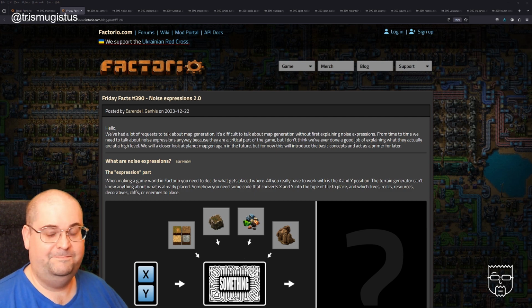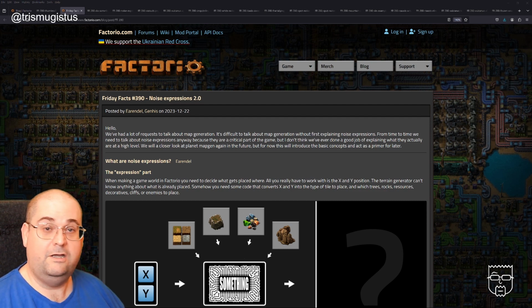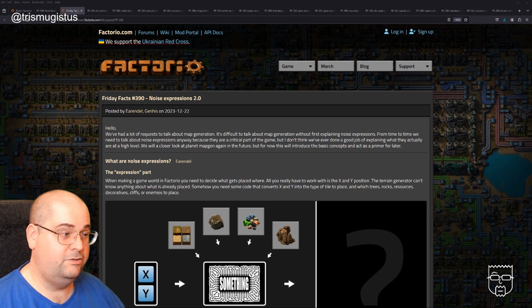Friday Facts. Hello, we've had a lot of requests to talk about map generation. It's difficult to talk about map generation without first explaining noise expressions. From time to time, we need to talk about noise expressions anyway, because they're a critical part of the game, but I don't think we've ever done a very good job of explaining what they actually are at a high level. We will take a closer look at map gen again in the future, but for now, this will introduce the basic concepts and act as a primer for later.